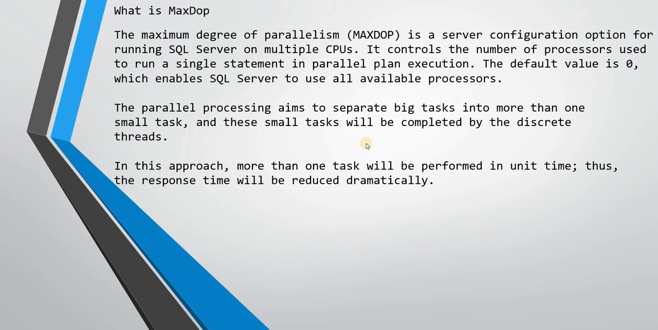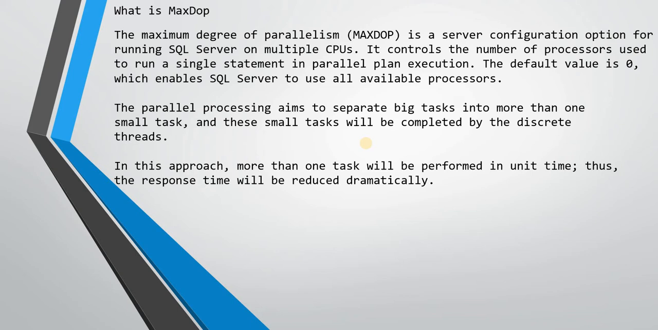So what is MaxDOP? The MaxDOP, defined as the maximum degree of parallelism, is a server configuration option for running SQL Server on multiple CPUs. It controls the number of processors used to run a single statement in parallel plan execution. The default value is 0, which enables SQL Server to use all available processors.